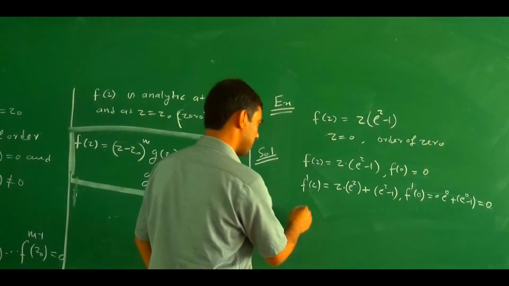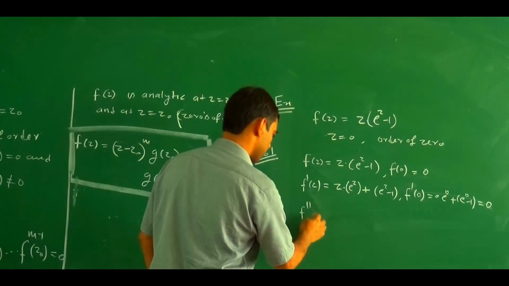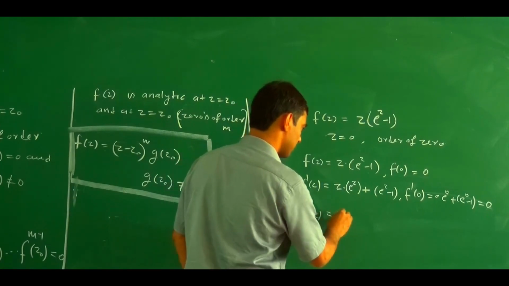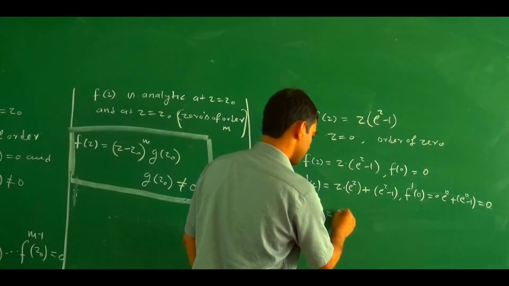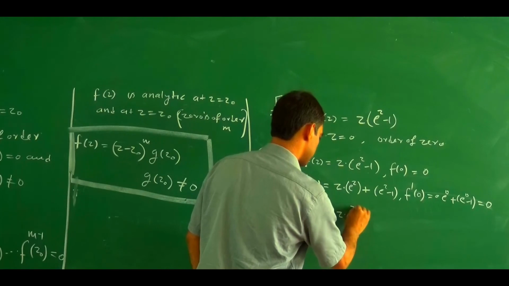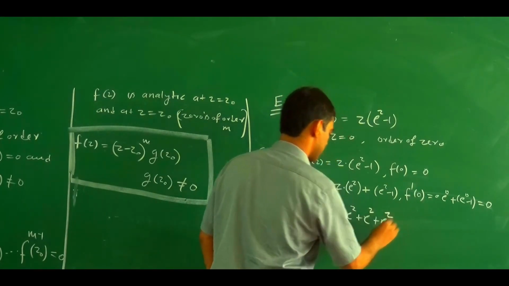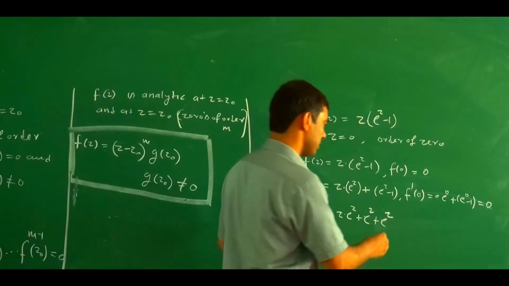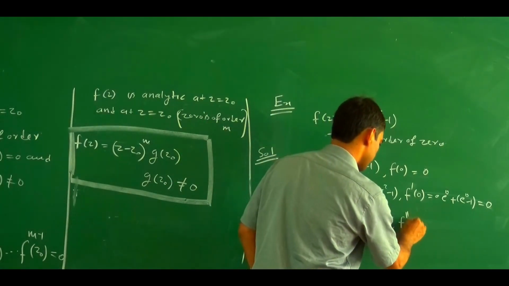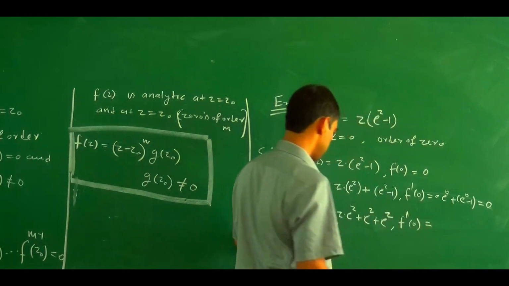Now what will happen? f''(z), this one becomes z·e^z + e^z + e^z. Now what is the value at z equals 0? f''(0) equals what?